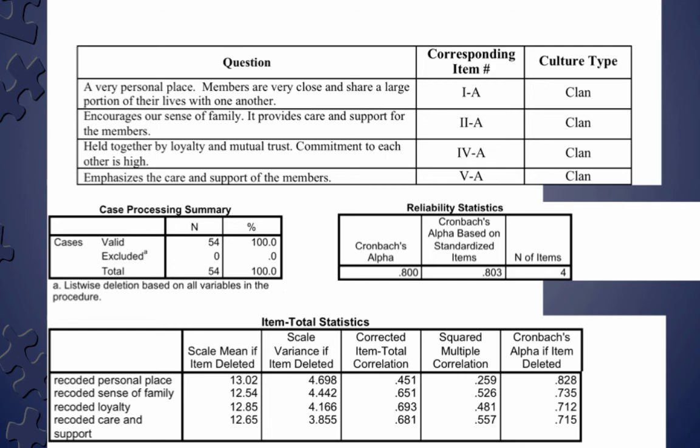All right, so knowing with these 4 items measuring clan, and a Cronbach's alpha of 0.800, would we want to delete any items? Yes, we would. We'd want to delete personal place, because if we do, we see that Cronbach's alpha will increase from 0.800 to 0.828.